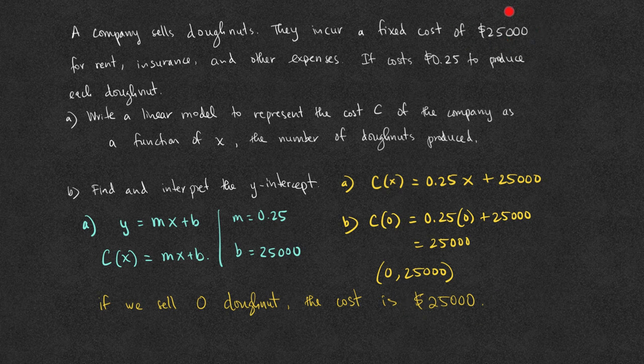This is the cost that we have to pay regardless of how many donuts we produce. And then the additional cost depends on the number of donuts we produce after. Specifically, $0.25 for each donut, so $1 for every 4 donuts produced. But this is the fixed cost or the initial value.